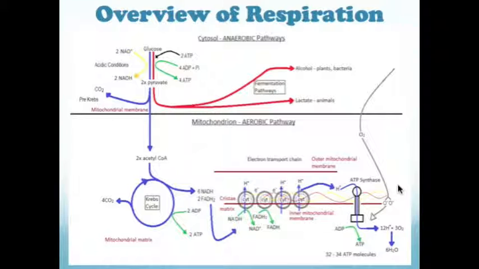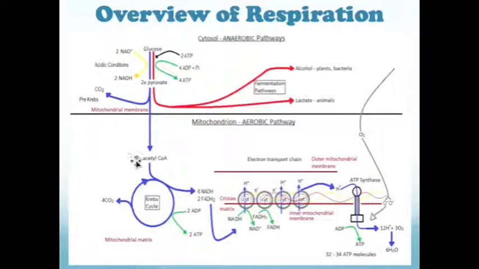So let's run through this one more time. Here's the overview of respiration. Here we have glucose being broken down to pyruvate, requiring 2 ATP, making 2 NADH, and releasing 4 ATP. So a net overall production of 2 ATP. Pyruvate then enters pre-Krebs, where 2 CO2 is released. It is also at this stage, if there is a lack of oxygen, that it is converted to alcohol in plants or lactate in animals. Also at this stage there are 2 NAD produced.